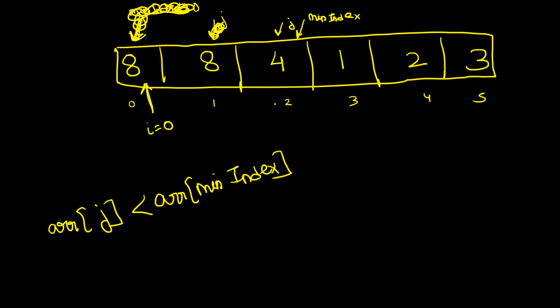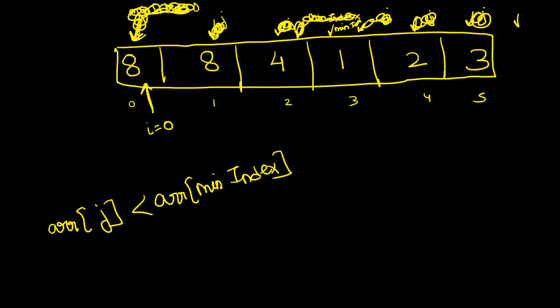Now, again, j moves forward. J comes here. Is ARR of j less than ARR of min index? Yes. So what should I do? I will again update my min index. Min index comes to 3. This is the minimum element. J moves forward. Is ARR of j less than ARR of min index? No, it is not. So I will move j forward. Is ARR of j less than ARR of min index? No. Move j forward. Job done.